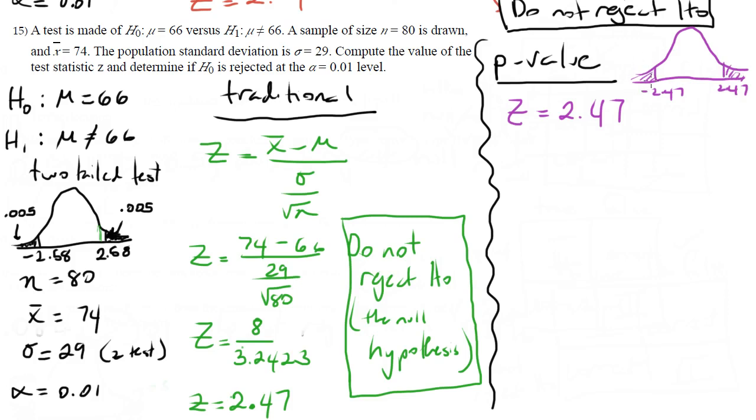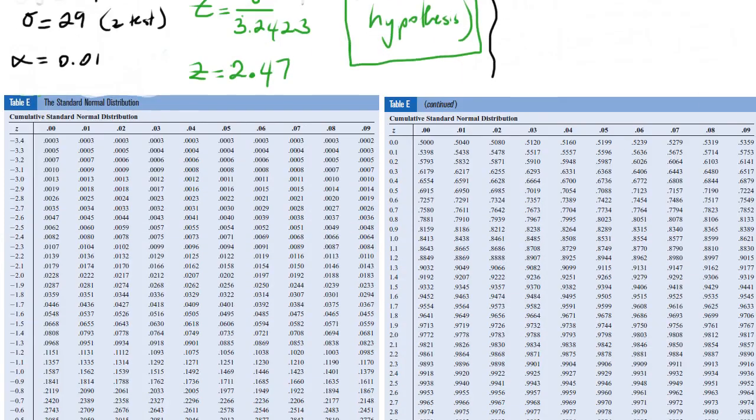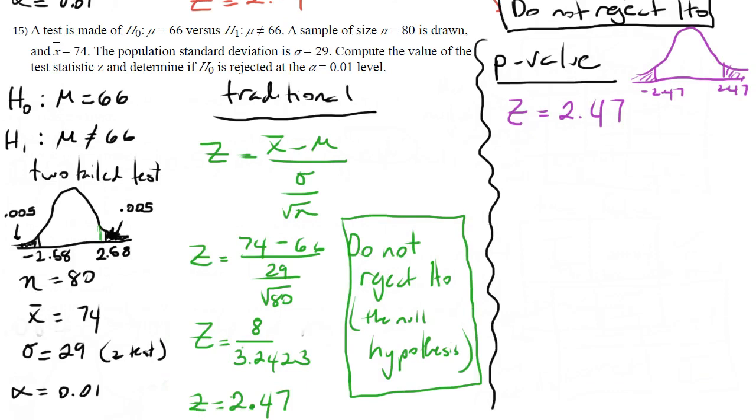So if I find less than negative 2.47, that's what the table gives me. Or if I look at positive 2.47, I've got to subtract that from 1. Either or. I don't like the extra work, so I'll just look for negative 2.47. That looks like 0.0068, right? So this area is 0.0068.